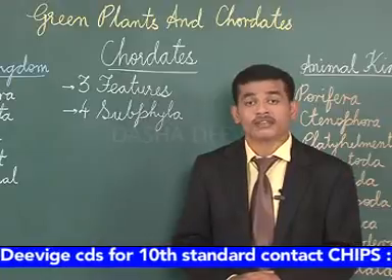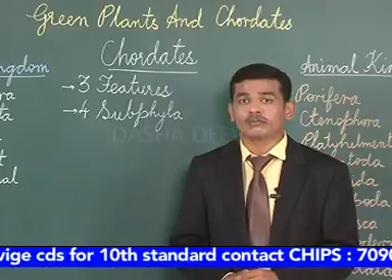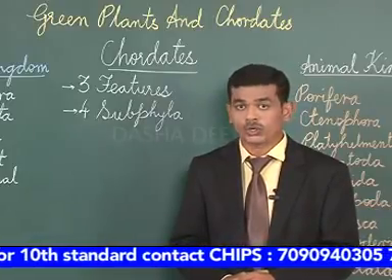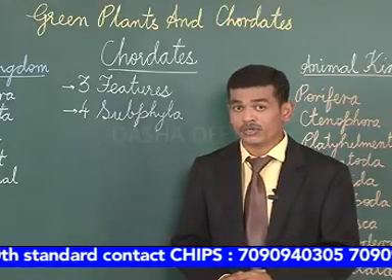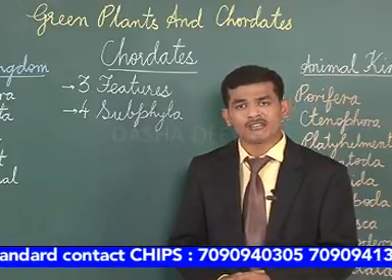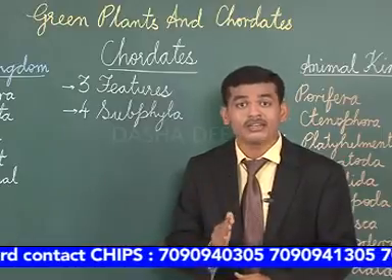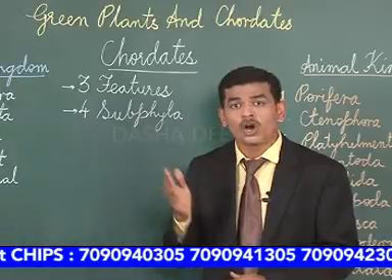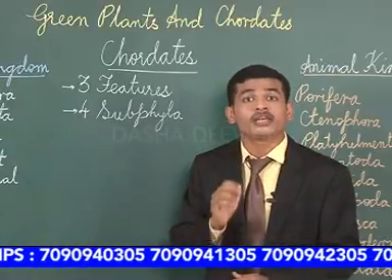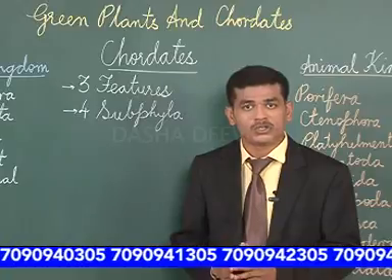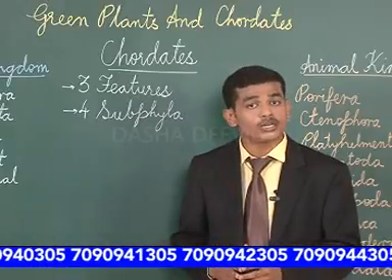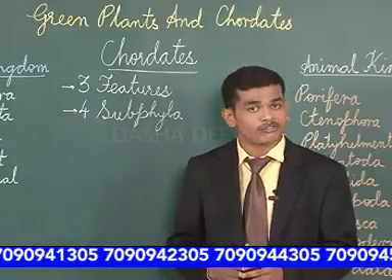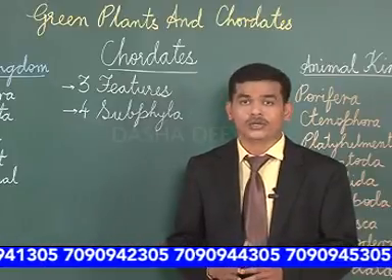We have seen that there are 3 unique features of this phylum Chordata, and they are the presence of notochord, the presence of nerve cord, and the presence of gill slits, at least in the embryonic stage. It may be present in the adult stage, or at least it should be present in the embryonic stage. So, these are the 3 important unique features of the organisms present in phylum Chordata.